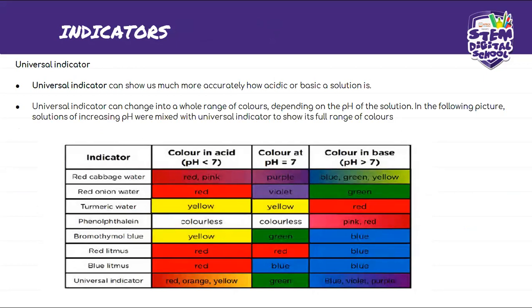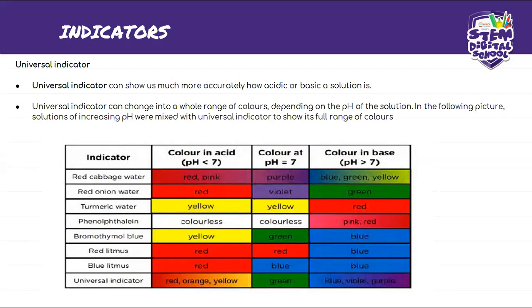So what it means is that you can have two substances, let's say substance A and substance B, all of them are acids according to the indicators. But the universal indicator will tell you which one is a very strong acid and which one is a weak acid. All right. Universal indicator can change into a whole range of colors depending on the pH of the solution.